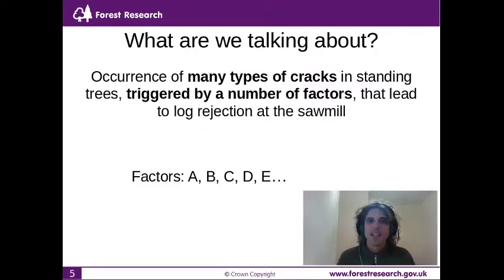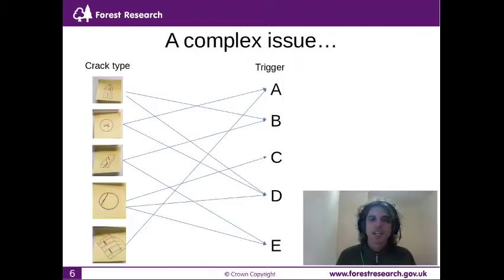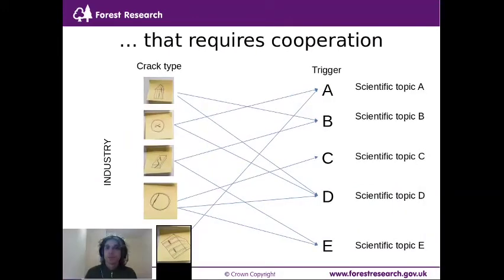Further, it is still unclear what actually triggers the cracking, with many factors having been reported to cause the problem. So Roundwood degrade is then about the occurrence of many types of cracks in standing trees triggered by a number of factors that lead to log rejection at the sawmill. Conclusion: this is a rather complex issue that requires a multidisciplinary approach.